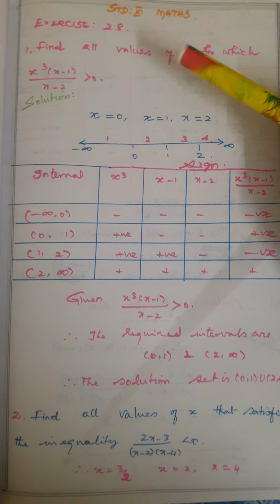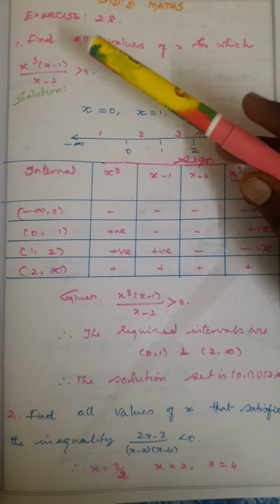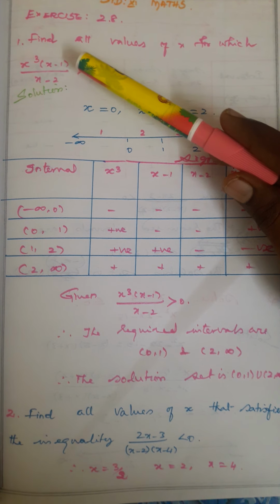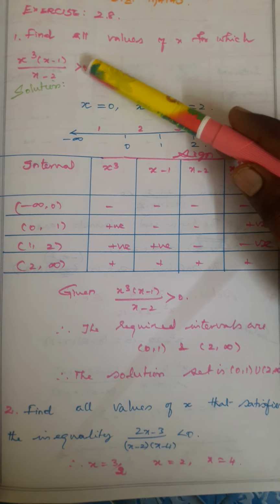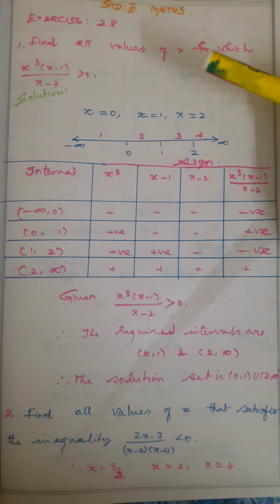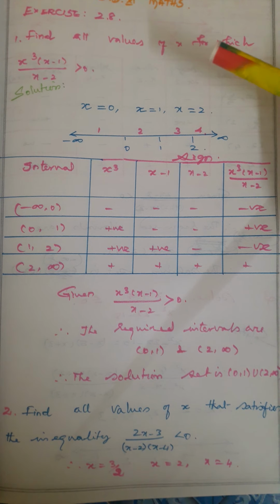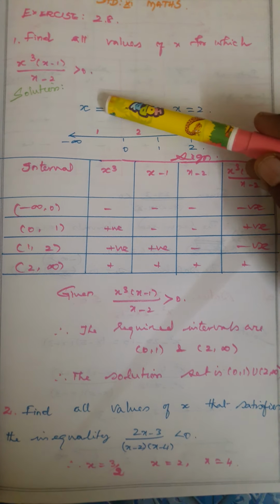inequalities. The first one, find all values of x for which x cube into (x minus 1) by (x minus 2) is greater than 0. So for what value of x the function becomes positive. So that is our task. So how to find the x value?